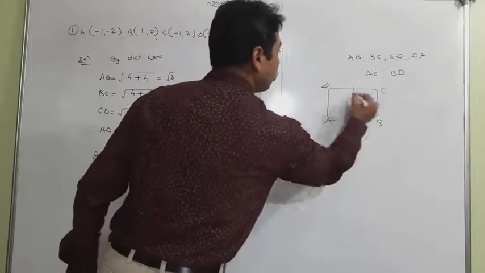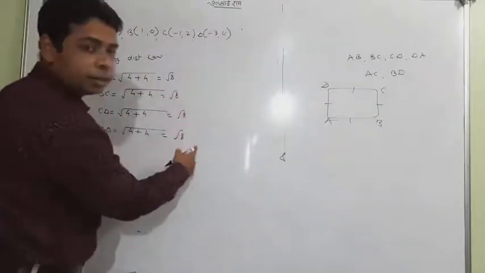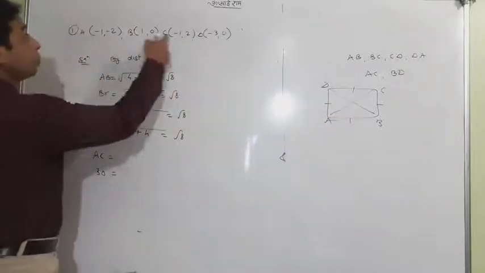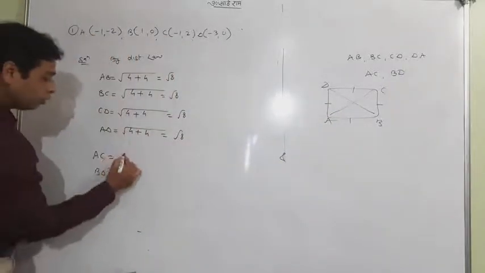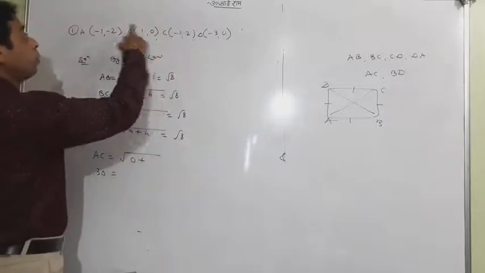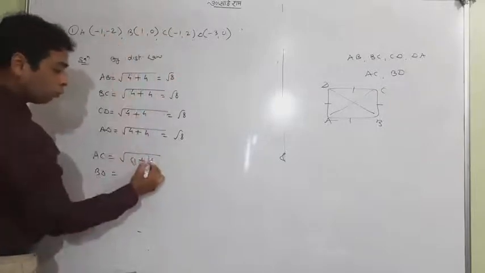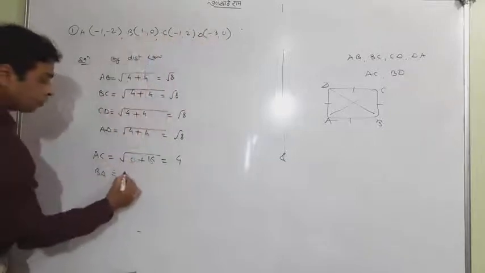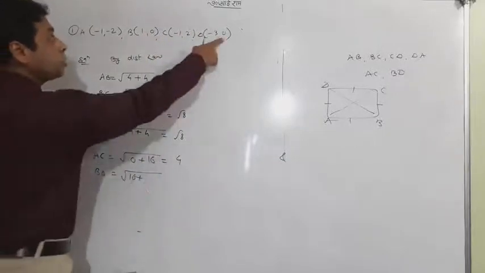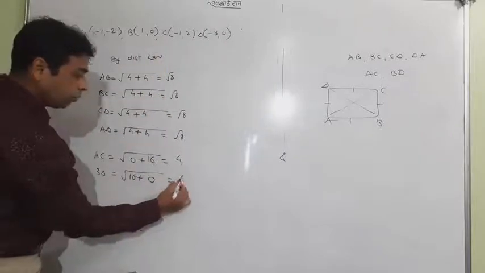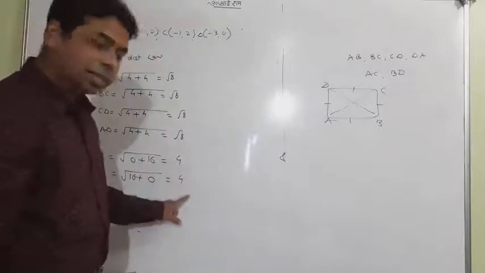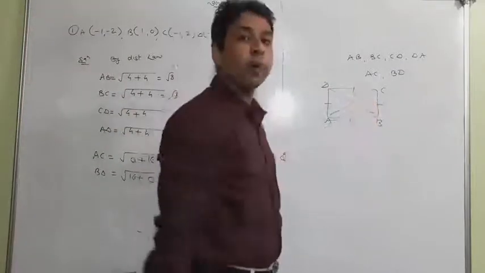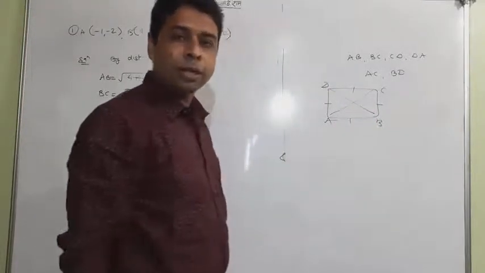So all are looking the same: AB, BC, CD, DA. Now I am going to find the diagonals. AC: minus 1 plus 1, 0, and 2 plus 2 is 4, 4 square is 16, meaning 4. And what about BD? Minus 3 minus 1, minus 4, meaning 16, and 0 minus 0 is 0, meaning 4. What have you observed? Diagonals are the same, sides are the same. When sides and diagonals are the same, it's going to be a square. So you can write it is a square.